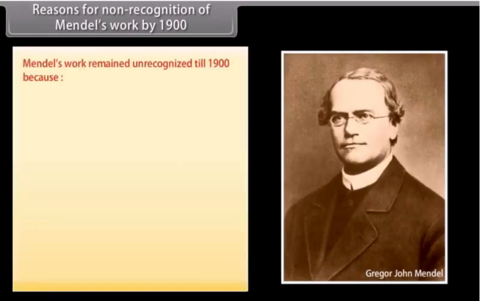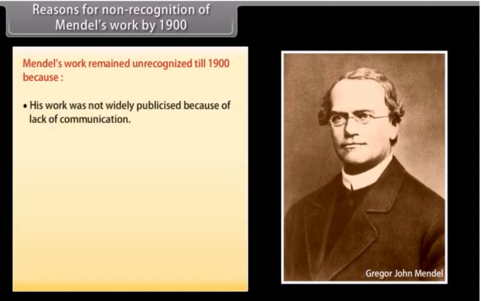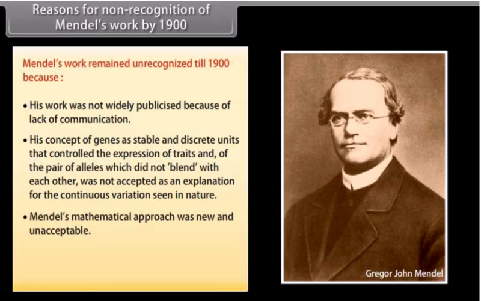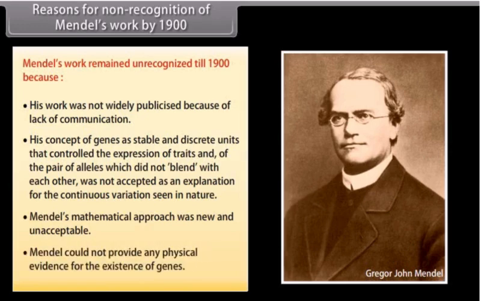Reasons for non-recognition of Mendel's work by 1900. Mendel's work remained unrecognized till 1900 because his work was not widely publicized because of lack of communication. His concept of genes as stable and discrete units that controlled the expression of traits, and of the pair of alleles which did not blend with each other, was not accepted as an explanation for the continuous variation seen in nature. Mendel's mathematical approach was new and unacceptable. Mendel could not provide any physical evidence for the existence of genes.